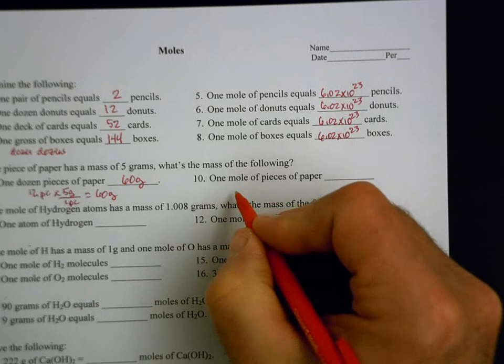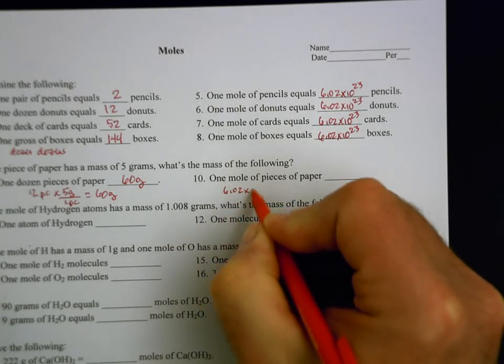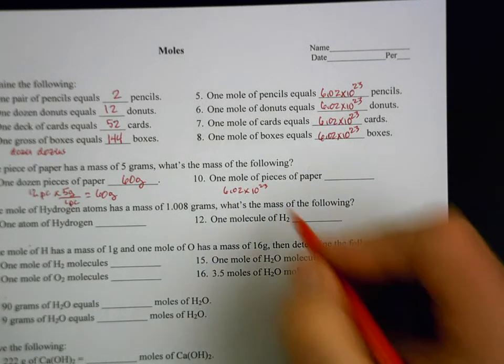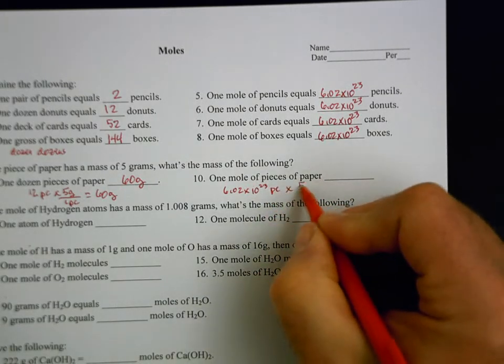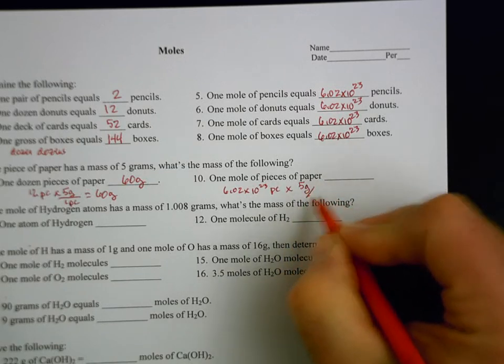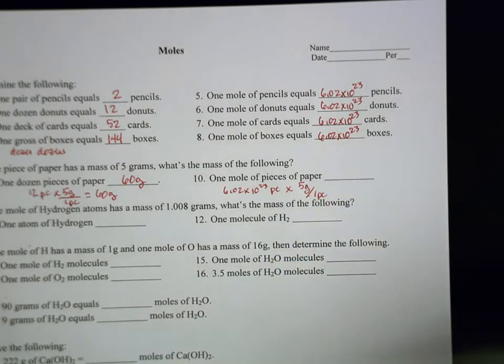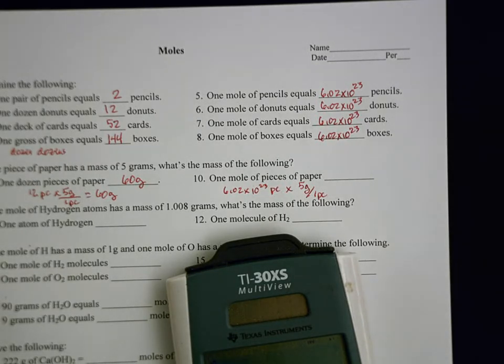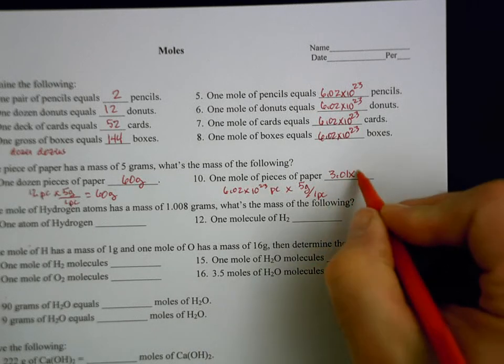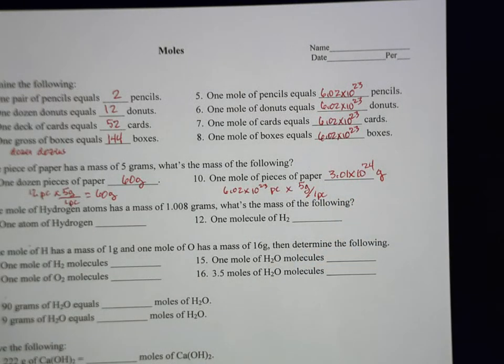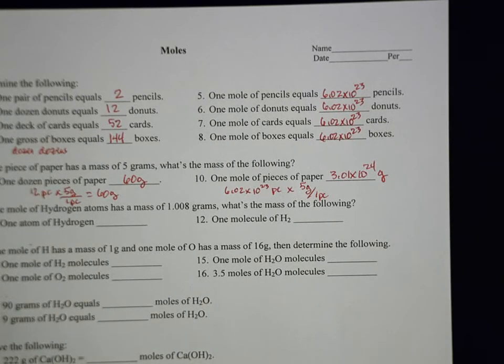Going to do the same thing. We're going to take our 6.02 times 10 to the 23rd, because that's what 1 mole is. All right, and I'll just put a little PC for the pieces, and then again, times my 5 grams per one piece. On the calculator, 6.02 E 23 times my 5, and it ends up being 3.01 times 10 to the 24th grams. And so there we have how many grams would be 1 mole of pieces of paper.